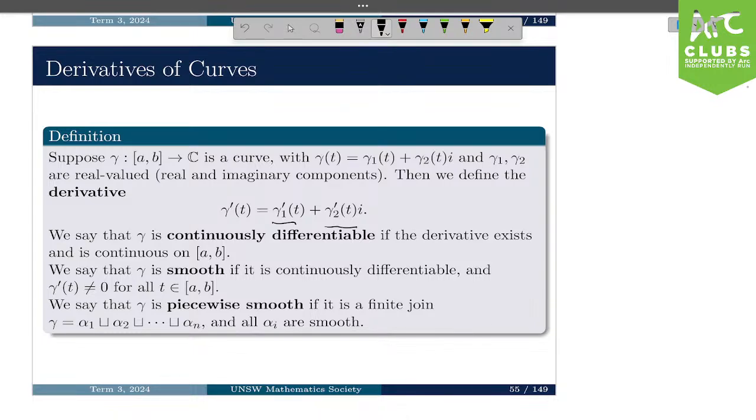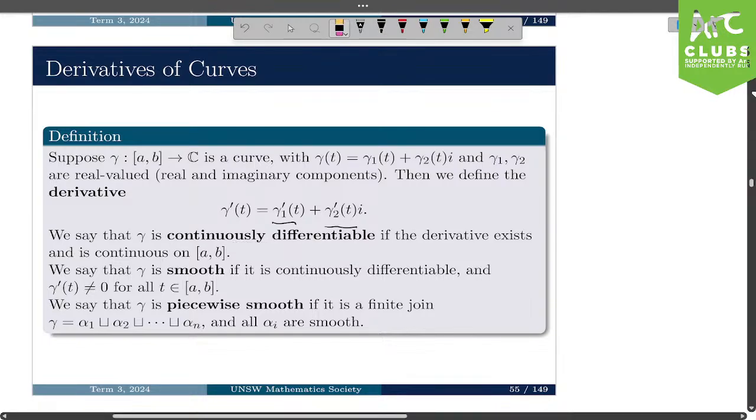We have concepts that we apply to curves, such as continuous differentiability, right? It's continuously differentiable if the derivative exists and is continuous on the input space, this segment from A to B. We say that it's smooth if it's continuously differentiable, and that the derivative never equals 0 for any point in the input space, right?